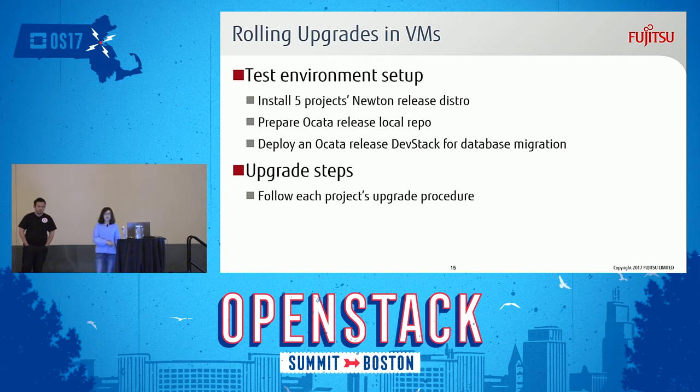Oh, and a special trick here is, for the projects where we need to do the database migration, we deploy another Okata release stack only for the purpose of doing the database migration for this OpenStack VM cluster. And then you can just go online for each project. They have a very well documented document showing you how we can do these rolling upgrades in each project.